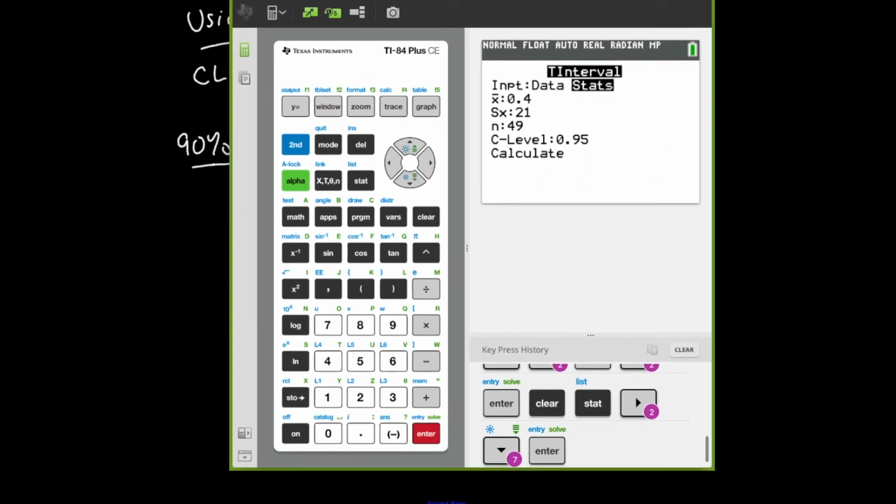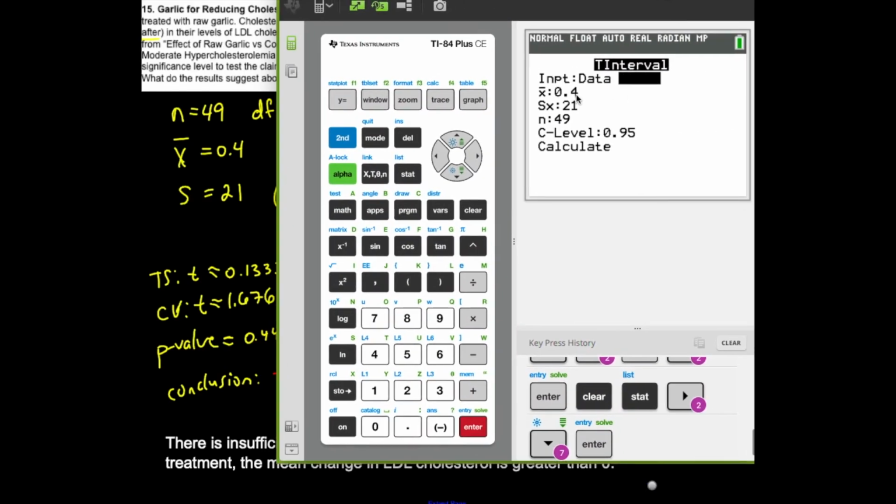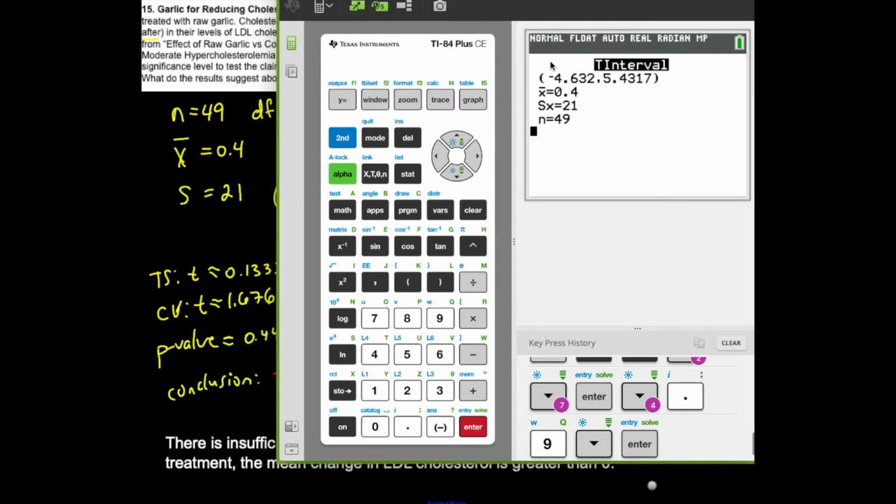And then my stats were over here. So my X bar was 0.4. My S, right? Because I know the sample standard deviation was 21. My sample size was 49. And I want a 90% confidence level. 0.9. Sorry, guys. Calculate. So here's my confidence interval from negative 4.6 to positive 5.4.